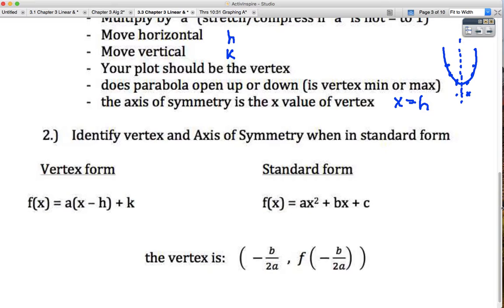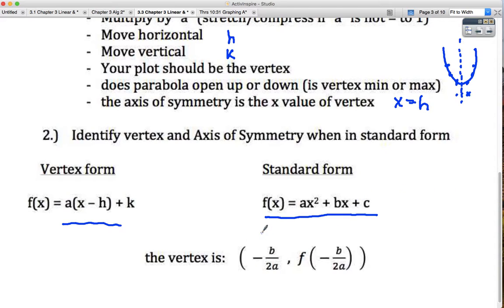Let's take a look at identifying the vertex and the axis of symmetry when it's in standard form. Okay, you should already know how to do the vertex from Algebra 2 from the vertex form. Completing the square may be something that you need work on, but you should have also covered the vertex when I have something in standard form.